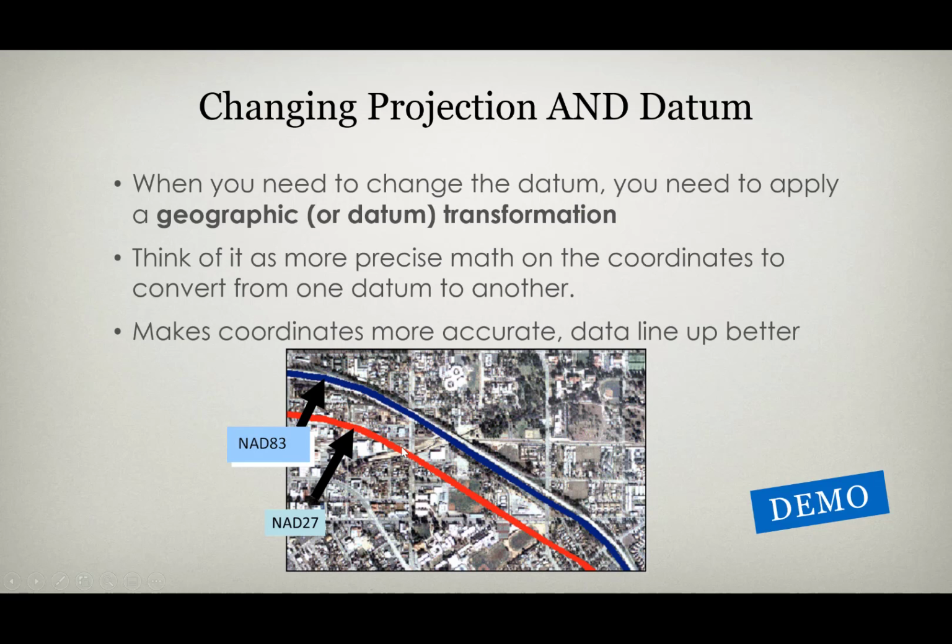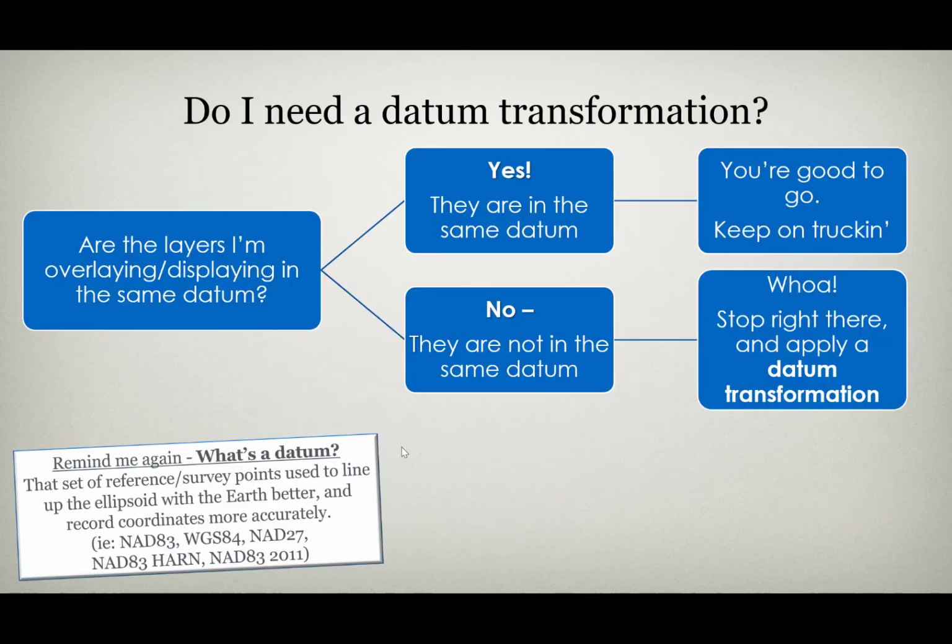If you ever look at your data and everything consistently seems to be shifted up and over, then you probably have a datum issue and you need to apply a transformation. So to figure out if you need a transformation or not, it's really pretty simple. Ask yourself this one question. Are the layers I'm displaying in the same datum?